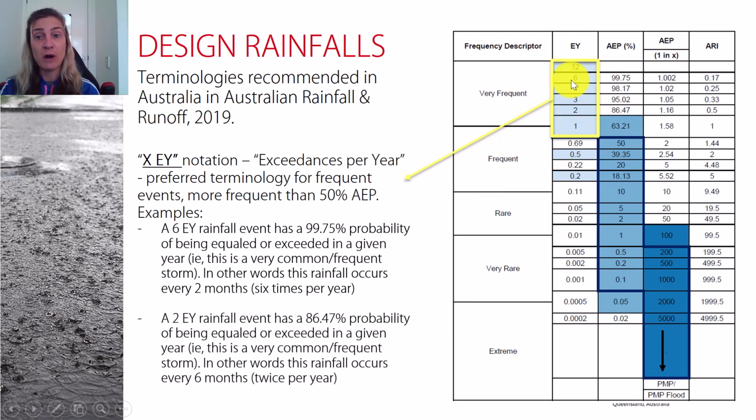Okay, so we can see it this way: 6 times per year, the EY terminology. A 2 EY event is expected to occur twice per year, or every 6 months. Okay, and has an 86.47% probability of being equaled or exceeded in a given year.